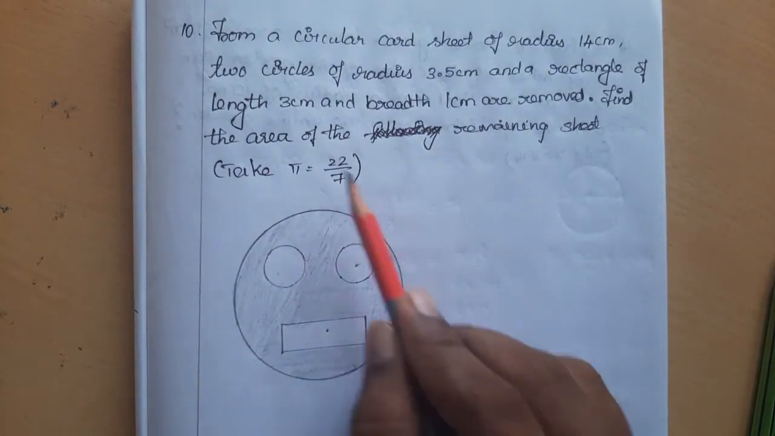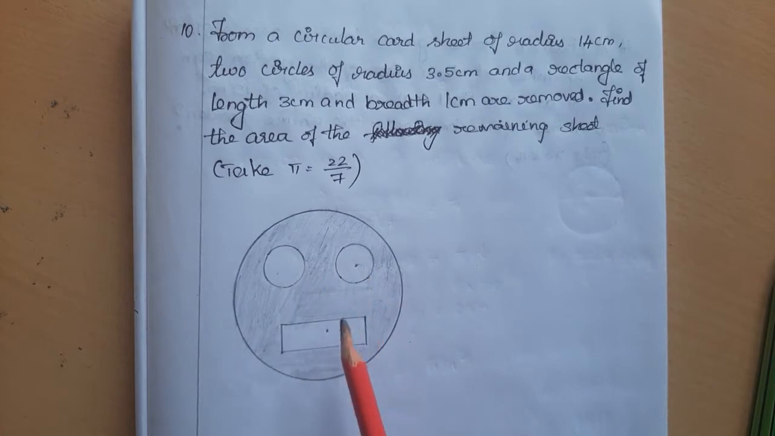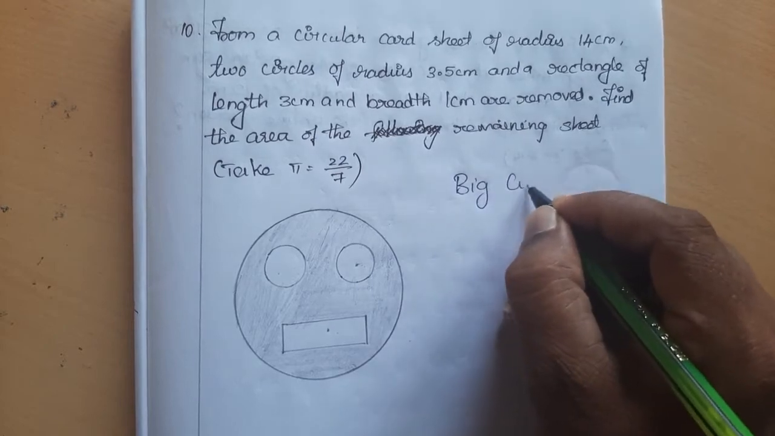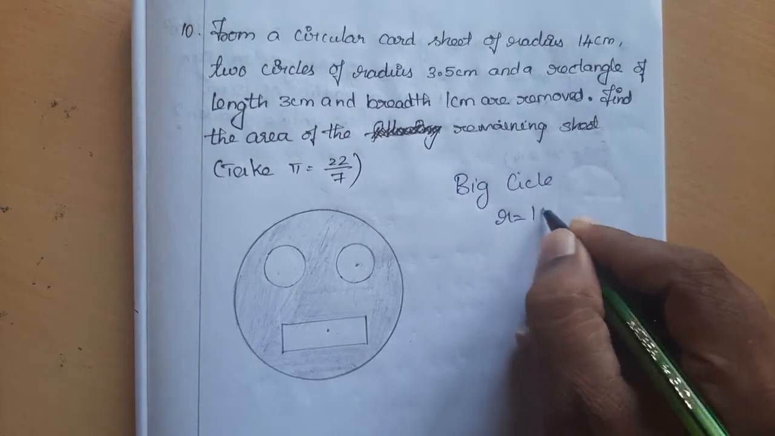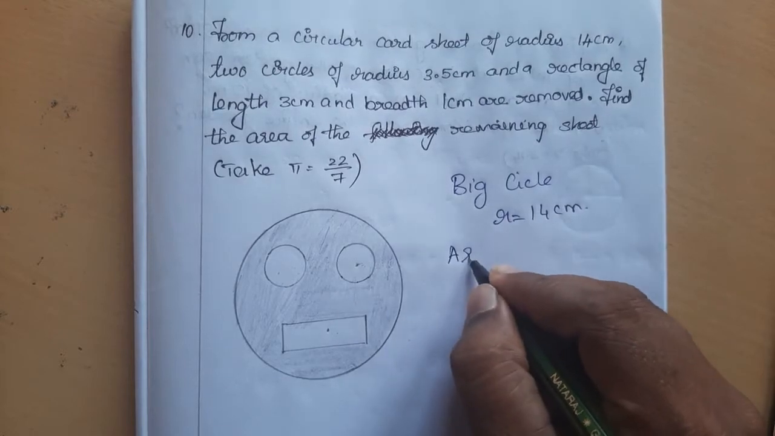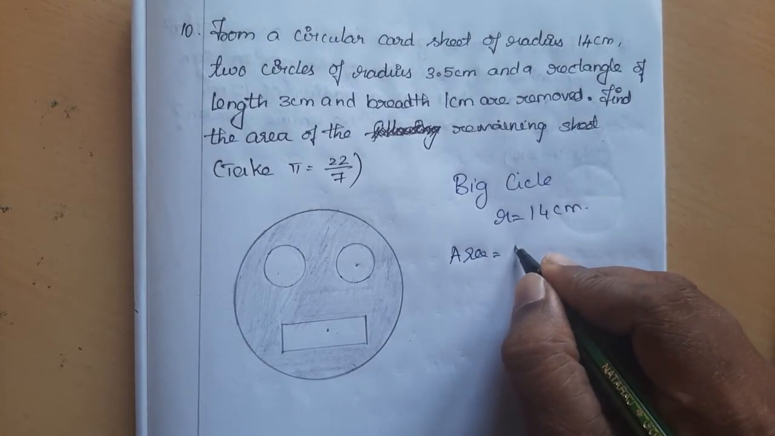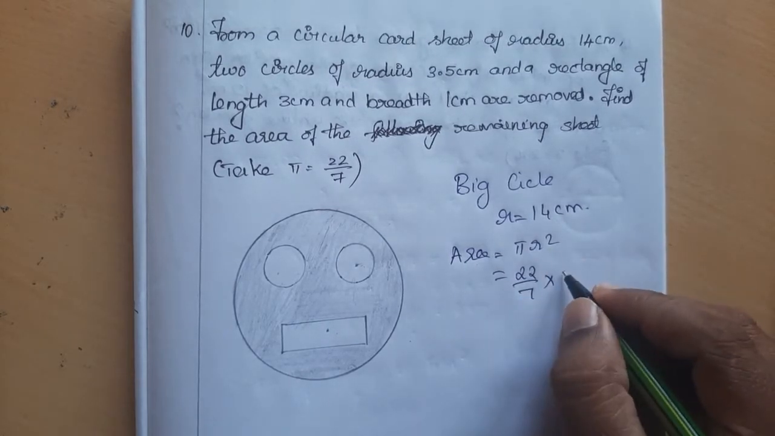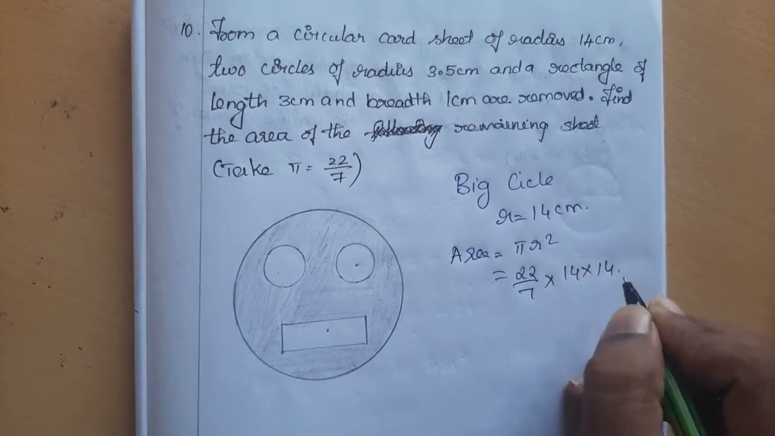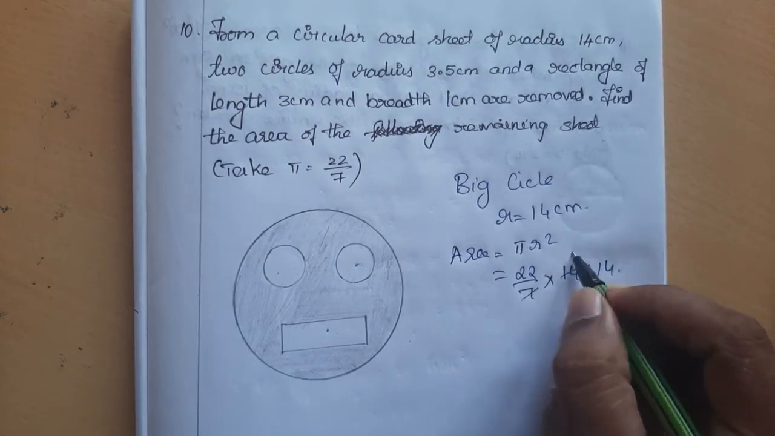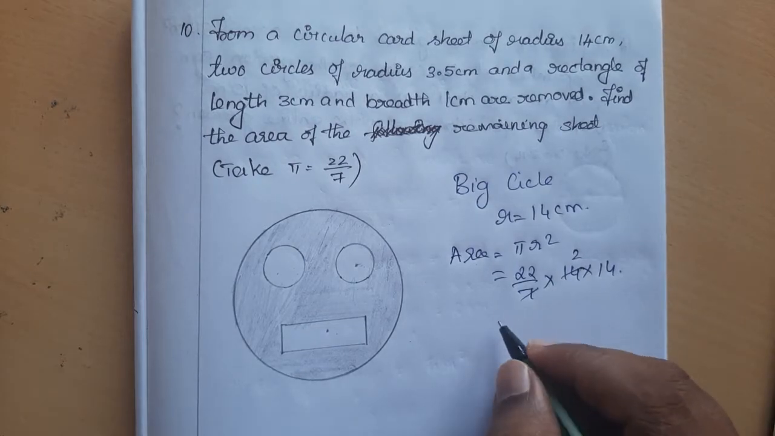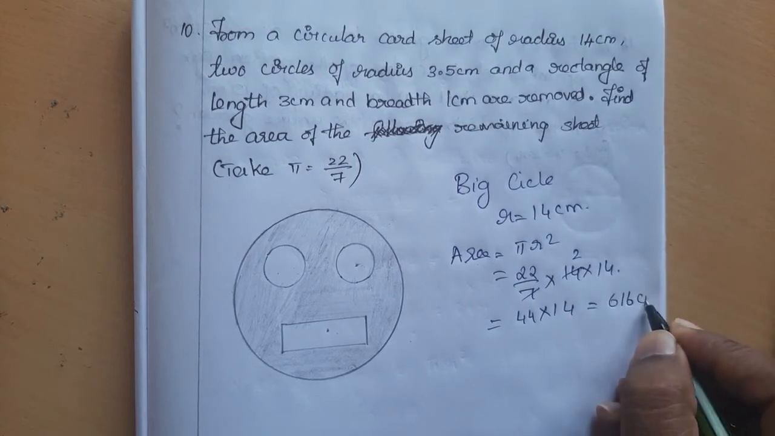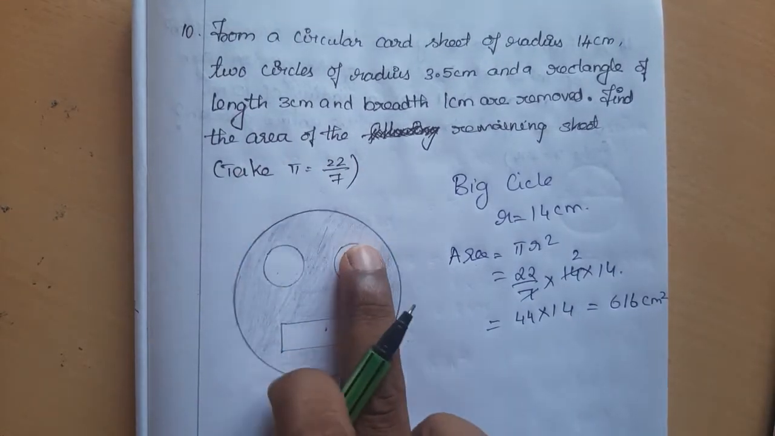Then we have to find this big circle area. With that area, we have to subtract these two small circles and the rectangle. So what is the big circle? Big circle radius is given as 14 centimeter. Then what is the area? So area is equal to pi r square, that is 22/7 into r, which is 14, 14 into 14, right? We can cancel it for 2 and 22 into 2, 44 into 14, and it will become 616 centimeter square. So area of the big circle is 616 centimeter square.